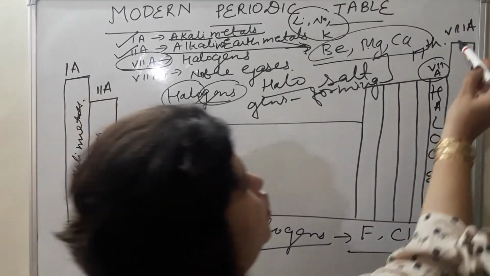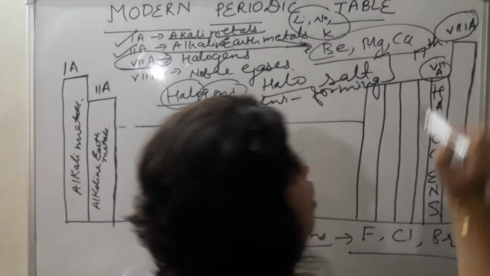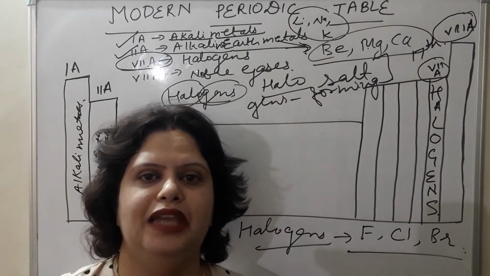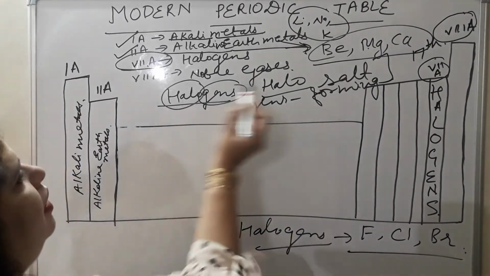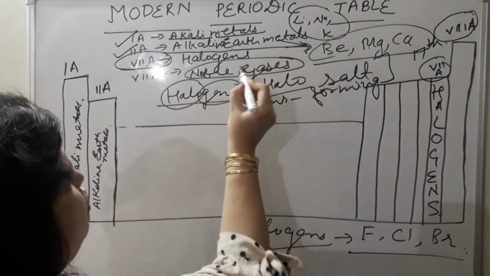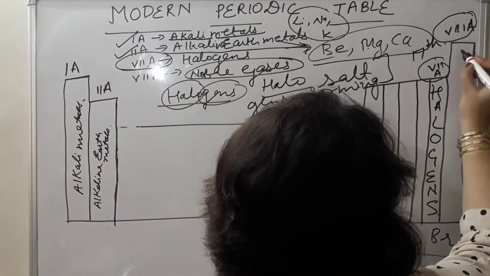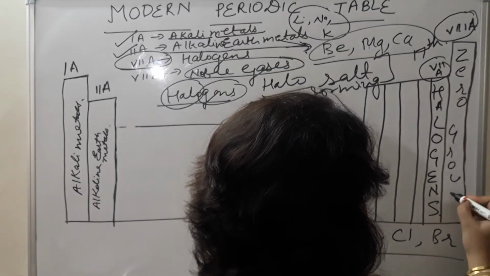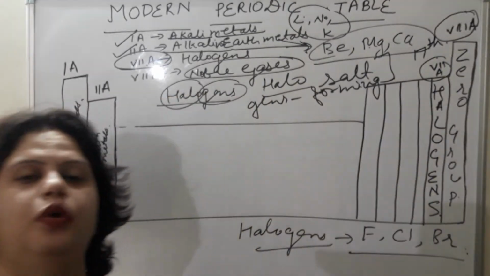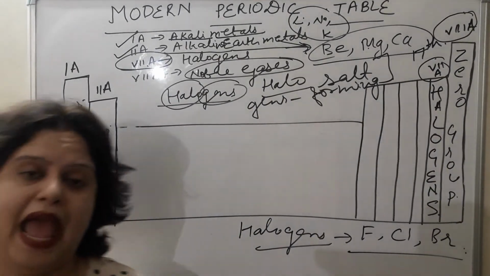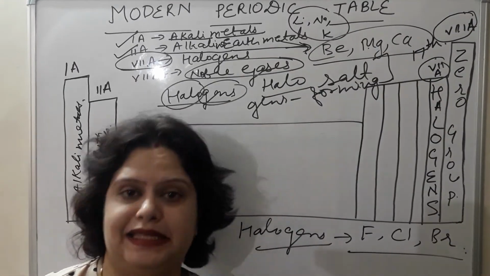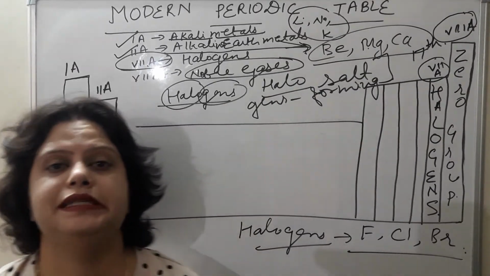And the last group, which is called the 18th group or 8A group of the modern periodic table, the elements present in it are called noble gases, but this group is also known as the zero group. This is denoted by this particular name. This group is also known as the zero group, and the elements present in this group are known as noble gases. Why is this group known as the zero group?